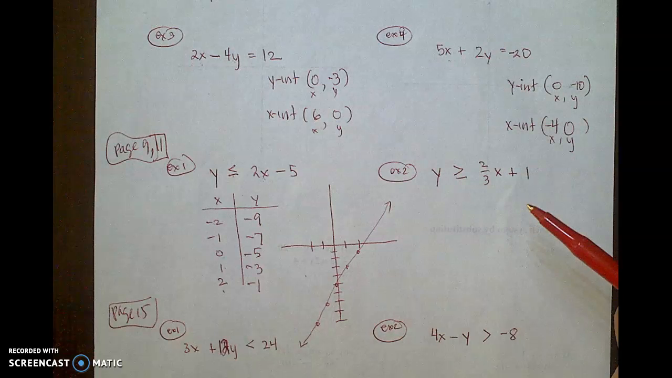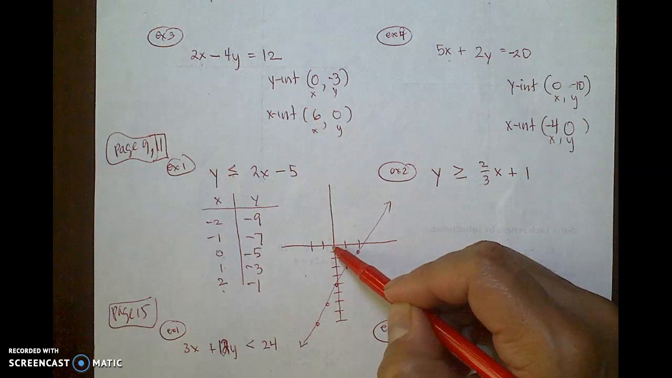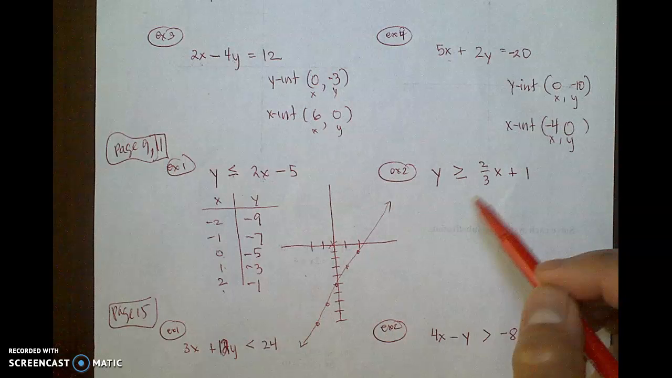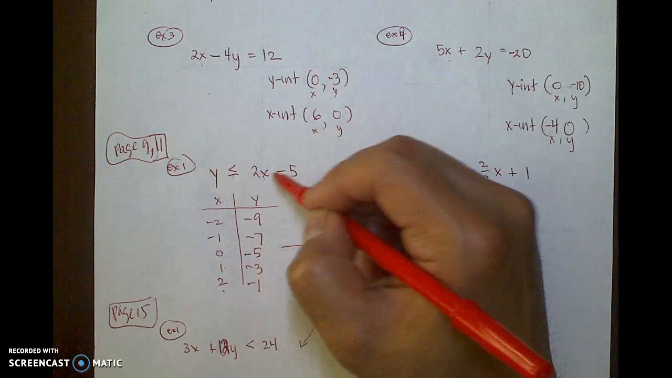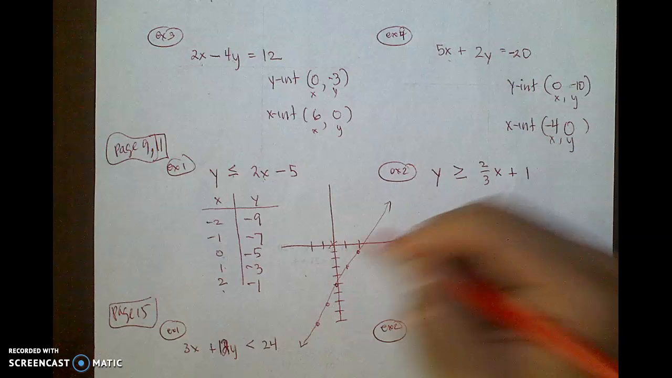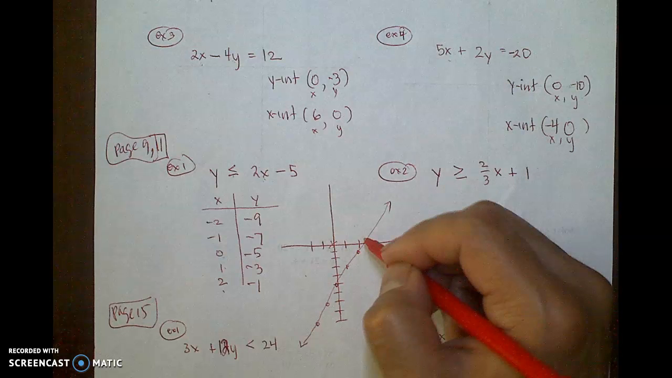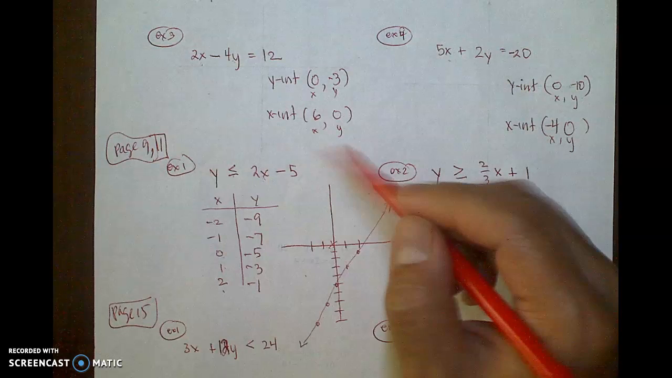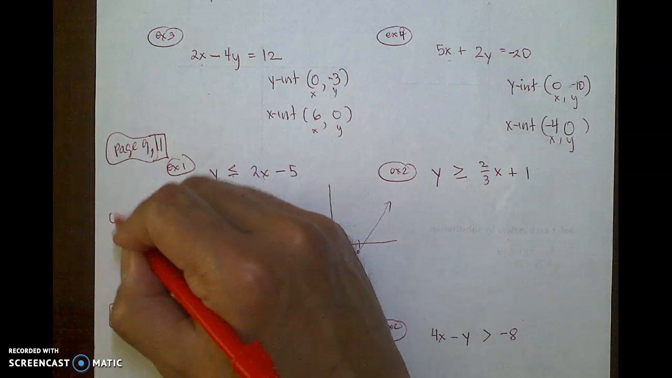And we're going to test. You can plug 0, 0 here, and here's a test point, 0, 0. You plug 0 in for x and 0 in for y. We're going to test this point, to see if it works for this inequality. So we're going to plug 0 in for y, 0 in for x.